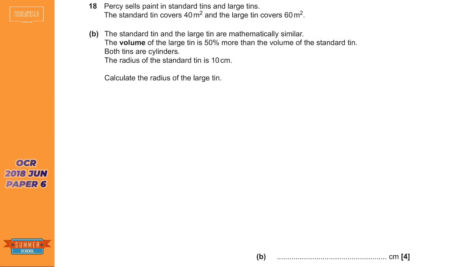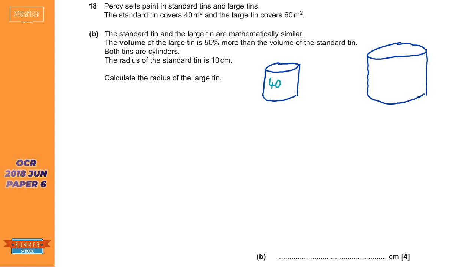Last up is our OCR question, and this is about understanding similarity with volume and with just normal scale factor. Okay, so I always draw little diagrams with these, I find it helps. So we've got two tins, and I'm really bad at drawing tins, clearly, and one's bigger than the other. If one's bigger, I always overreact, make it much bigger. Okay, so one of the tins is 40 meters squared, and the larger one is 60 meters squared.